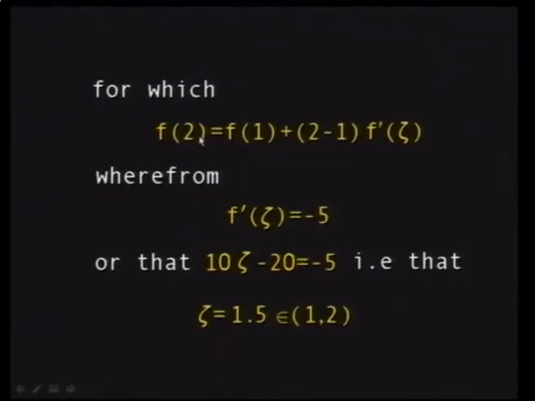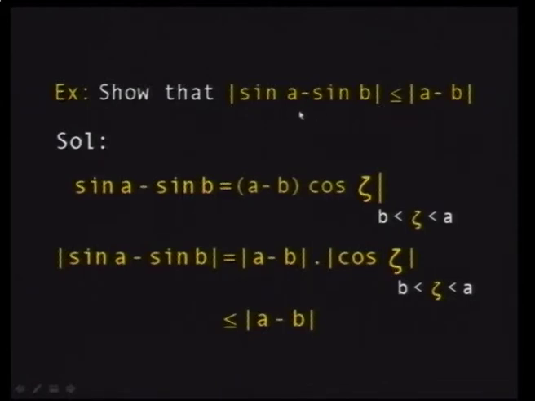Because if you wish to calculate the value of the function at a point, then you can use the value of the function at another point plus the difference between the two times f dash of zeta. For example, you can use the theorem to prove the following. Sine A minus sine B under the modulus value is less than or equal to modulus A minus B. So what you do, you can apply the theorem. You have f of a minus f of b is equal to a minus b times the derivative of the sine at the point zeta in between.